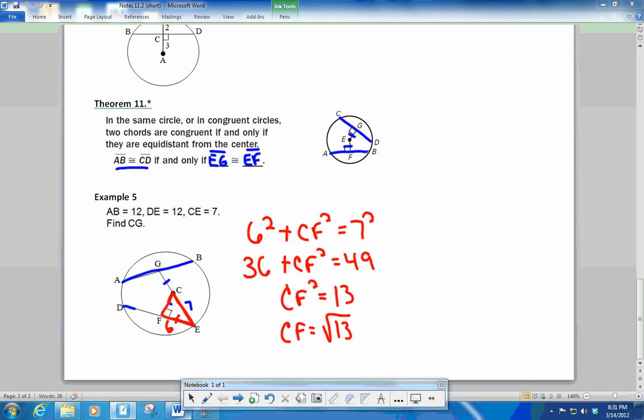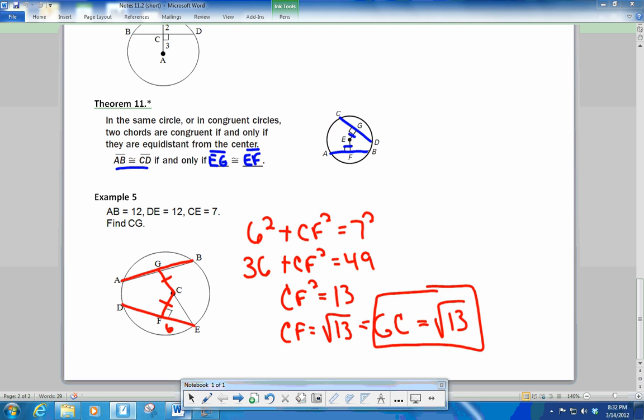And we said that CF is congruent to GC because chord AB is congruent to chord DE. If two chords are congruent, they have to be equidistant, the same distance from the center. And so these two segments here represent the distance to the center. And so GC must be the same as CF. So it must be equal to the square root of 13. And that's it.